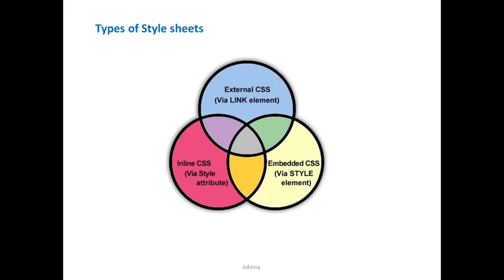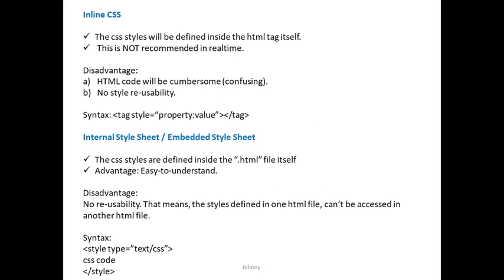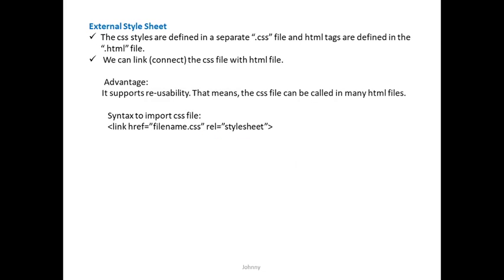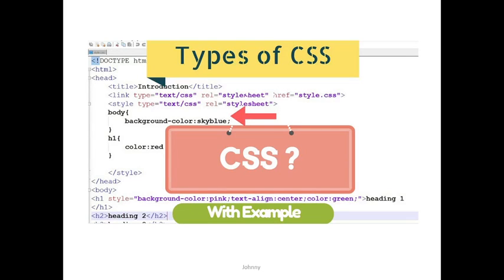Inline, internal or embedded, and external CSS. Inline CSS is not recommended because we cannot reuse the code. Internal CSS we cannot reuse because it will be present in only one HTML file. External would be the preferred one. These are the types of CSS: inline, internal and external. Inline uses the style attribute, internal uses the style tag open and style tag close placed in the head tag, and external uses the link tag.